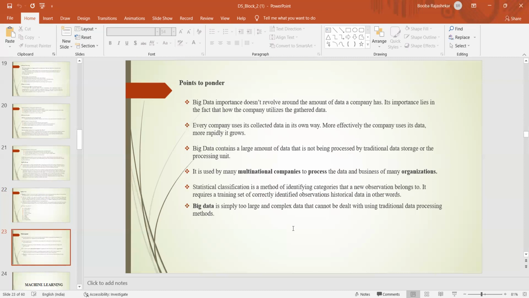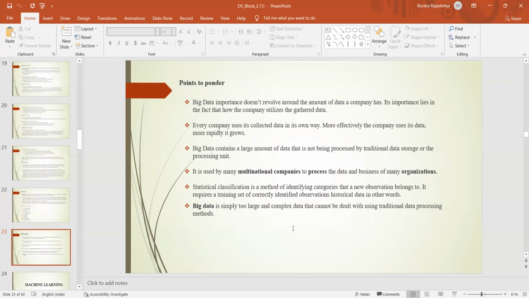The importance of big data does not revolve around the amount of data a company has. The importance lies in how the company utilizes the gathered data. Big data is more effective when used for company data, and the data contains a large amount of data that is not processed by traditional data storage. Many multinational companies use it to process data, and it is used in many organizations.